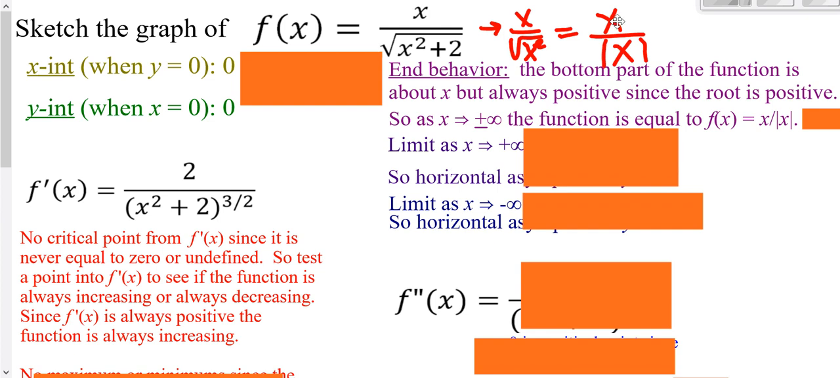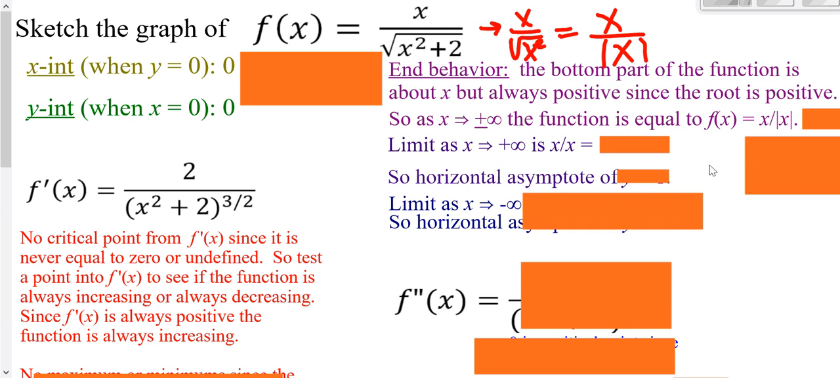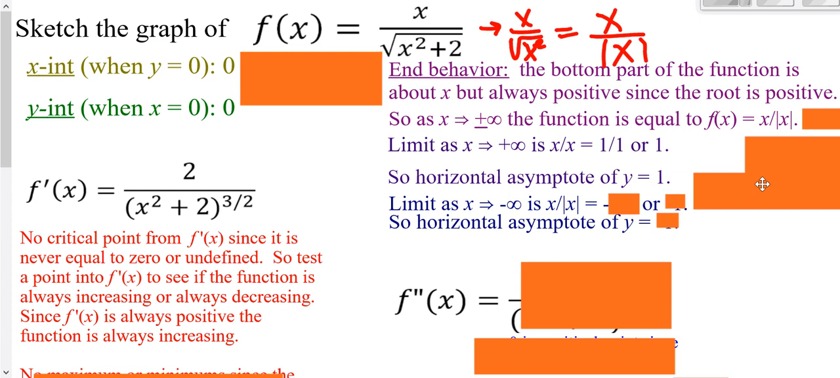So if you plug in a big positive, the top would be positive, the bottom would be positive, it'd be the same thing top and bottom. So we end up getting 1. So we have a horizontal asymptote of y equals 1 when we go to the right. When we plug in a big negative, the top would be negative, but the absolute value would cause the bottom to be positive. One's positive, one's negative, so that means we end up getting negative 1. So that's your end behavior. When you go far to the left, you level out at a height of negative 1. When you go far to the right, you level out at a height of positive 1.